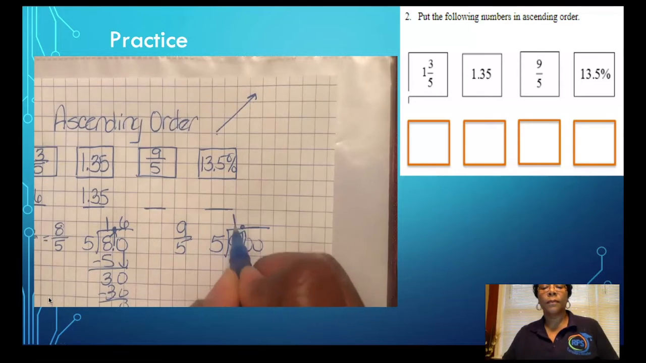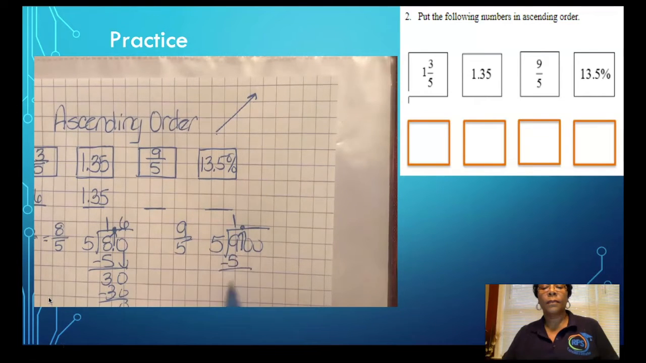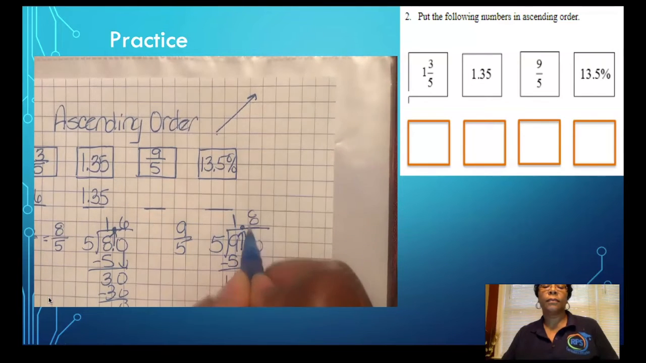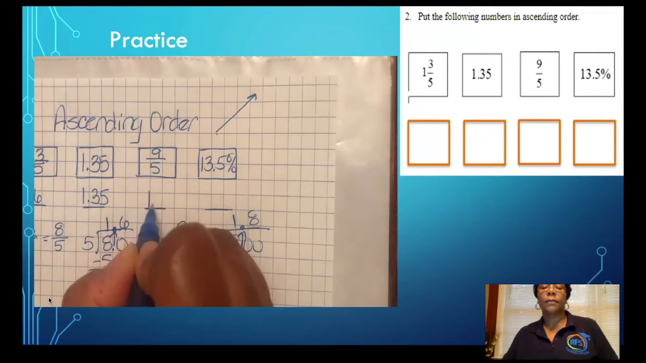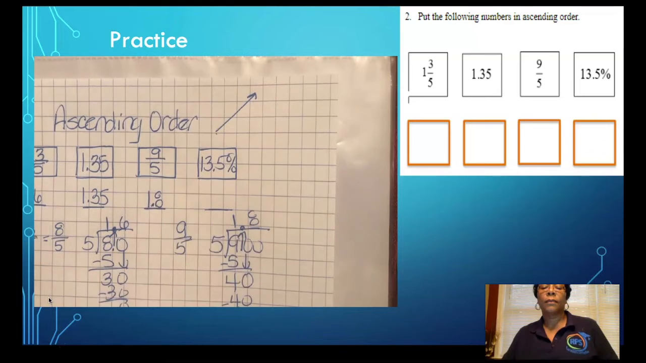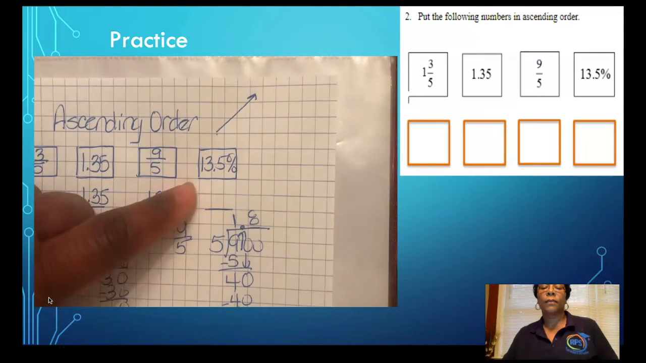5 goes into 9 one time. Do my math. 0, 5 goes into 40 8 times. 8 times 5 is 40. Subtract, 0. I don't need that additional 0, so I'm not going to worry about it. So this gives me 1 8/10. Okay? So now we have one more problem.